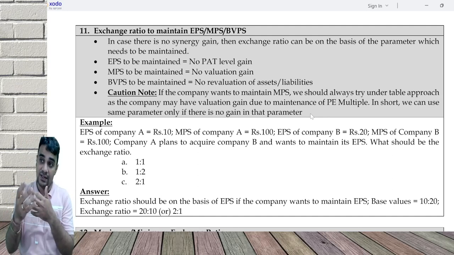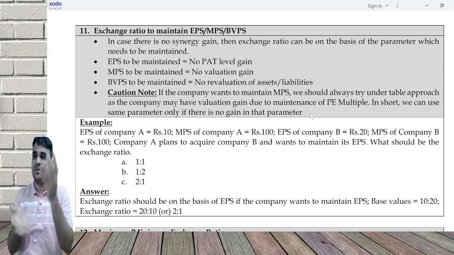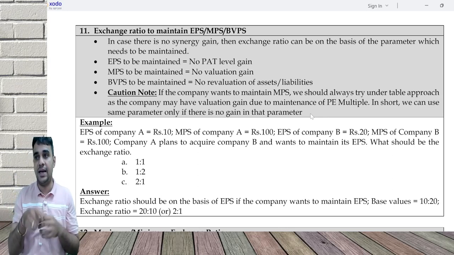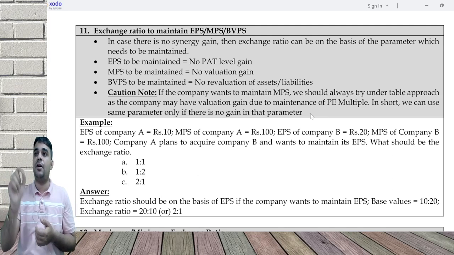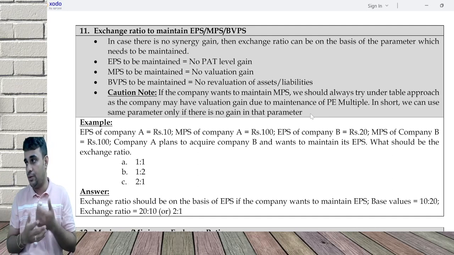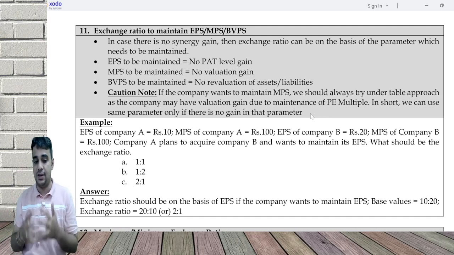Assuming there are gains, then you will have to do it in table format, some reverse working. So assume something as X and then do the calculation. We'll say number of shares issued as X. Like that, we'll have to do the calculation if there's a synergy gain.